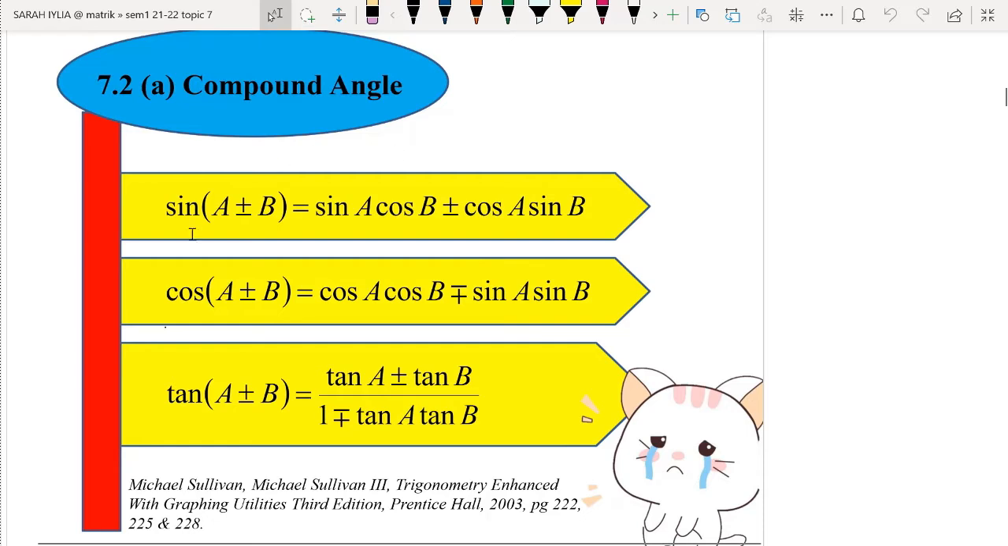So, bila masa kita tahu nak guna formula ini? Itulah tadi awal-awal saya kata, when it's involving addition or subtraction of 2 different angles. Nampak je tambah tolak, automatically you must know you have to use this formula. Yang selalunya ramai buat sendiri ialah mereka treat trigonometric function as normal algebra.